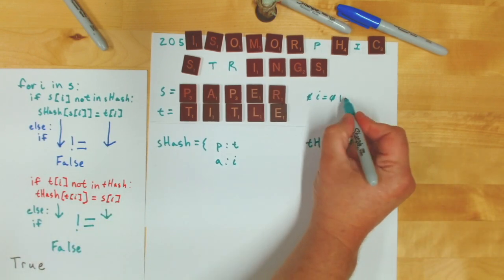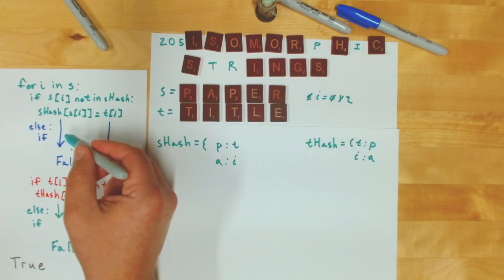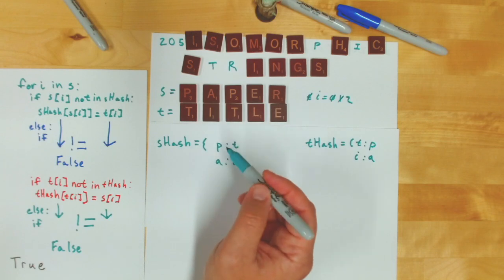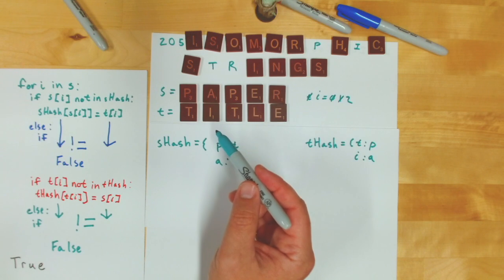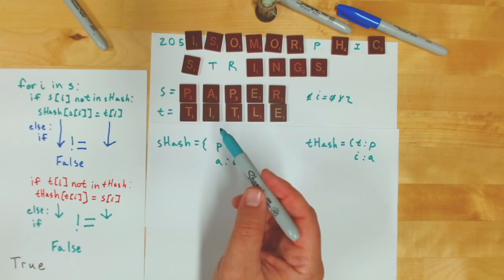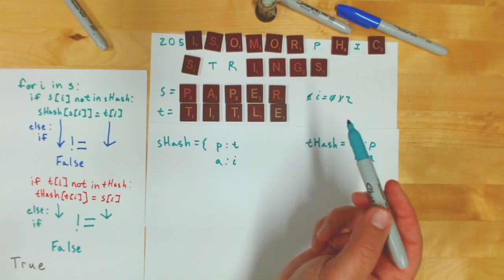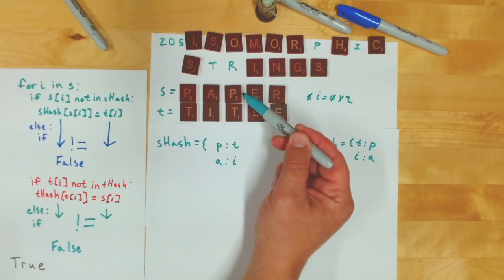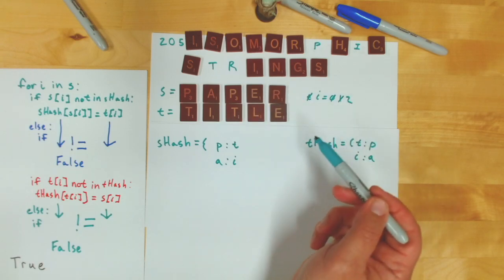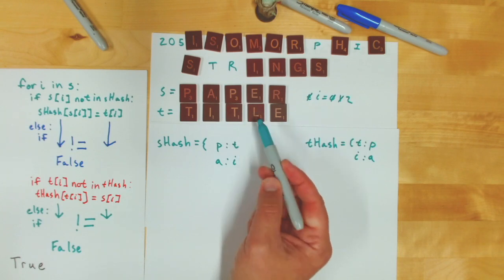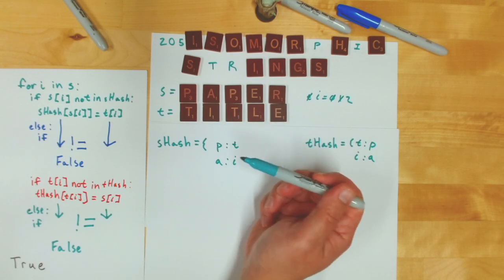All right, we're coming to index 2 now. We have another P. Okay, so this is already in there. Let's check. Does the S hash at index S of I equal T of I? So we have our P is mapped to our T. We are at index 2, and we have T. So we're good to go. We're going to keep going.